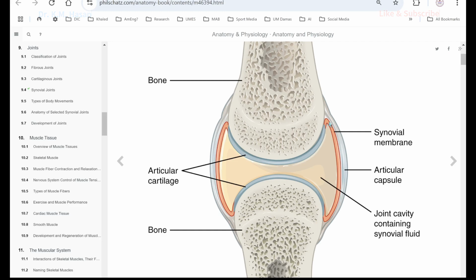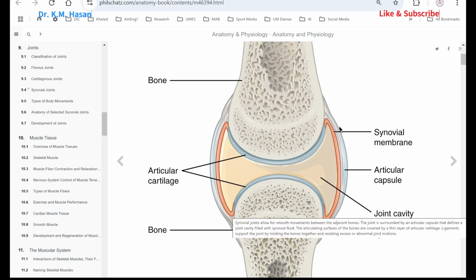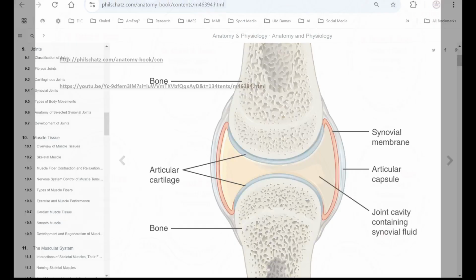Then we have the synovial membrane. This is the synovial membrane, and then we have the articular capsule, and we have the joint cavity. Inside the joint cavity, we have synovial fluid. So you can see here the healthy bone with density, with a smooth synovial surface between the upper and lower ends of the bone. This is a healthy bone. It's very important to remember this part.